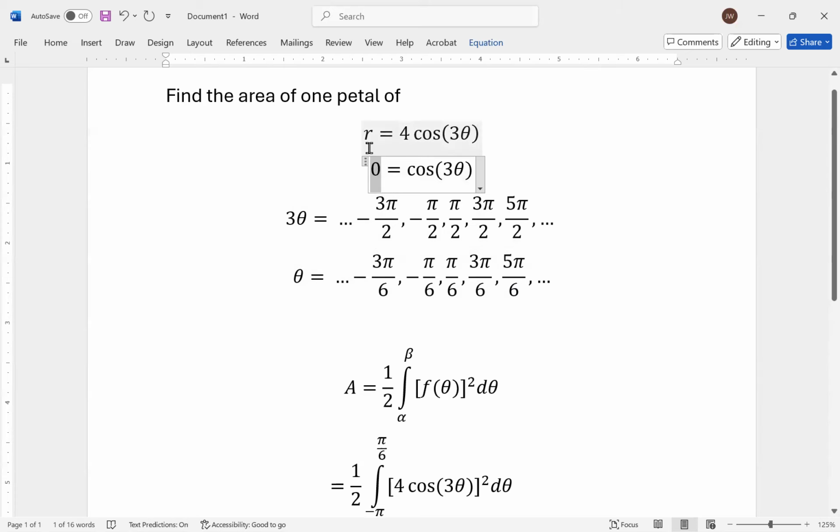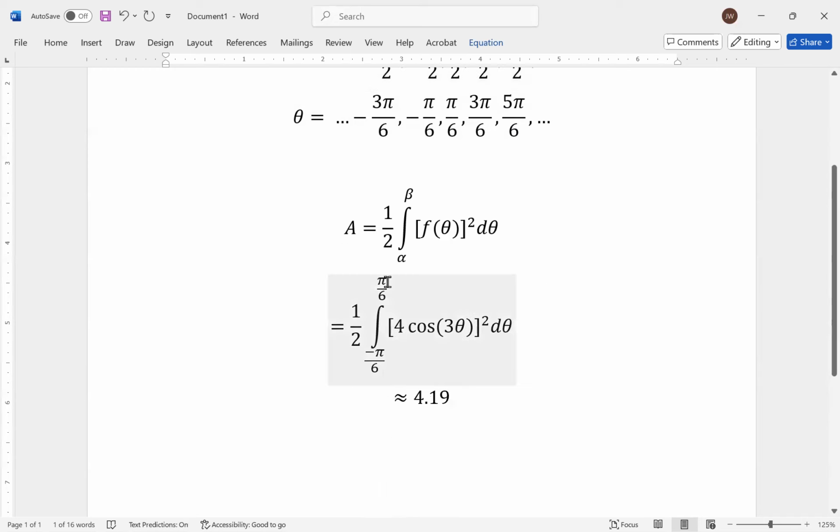So we're trying to figure out when r is equal to 0. So that's the algebraic work if we want to find these bounds algebraically. And then obviously just pick two of them. I should say pick two subsequent, like the back-to-back versions. One for your alpha, one for your beta, whichever one we go with. So there is the area of one petal of the rose curve.